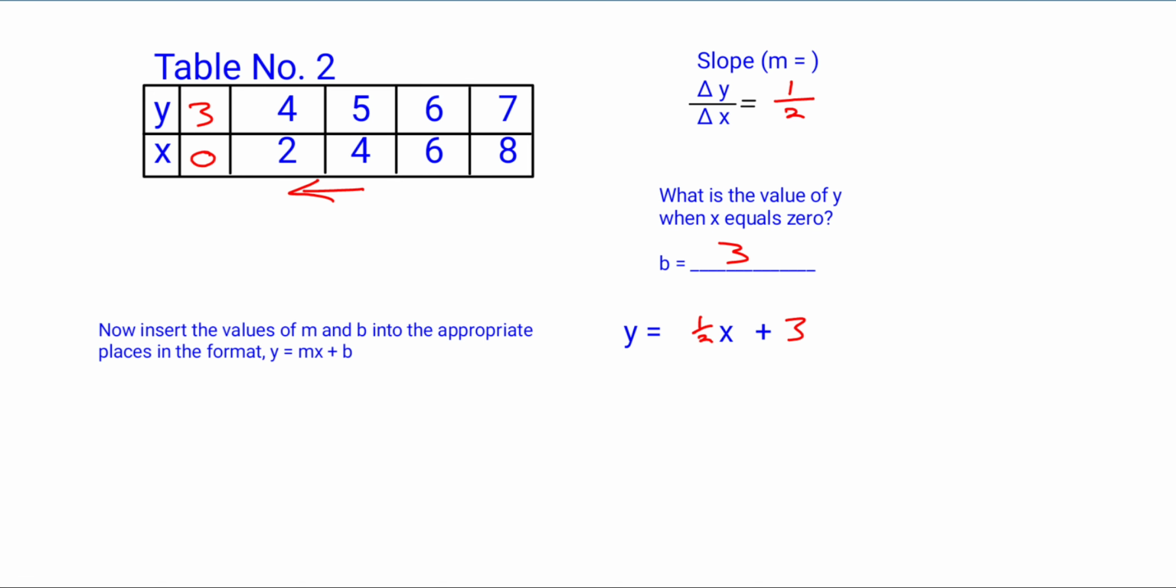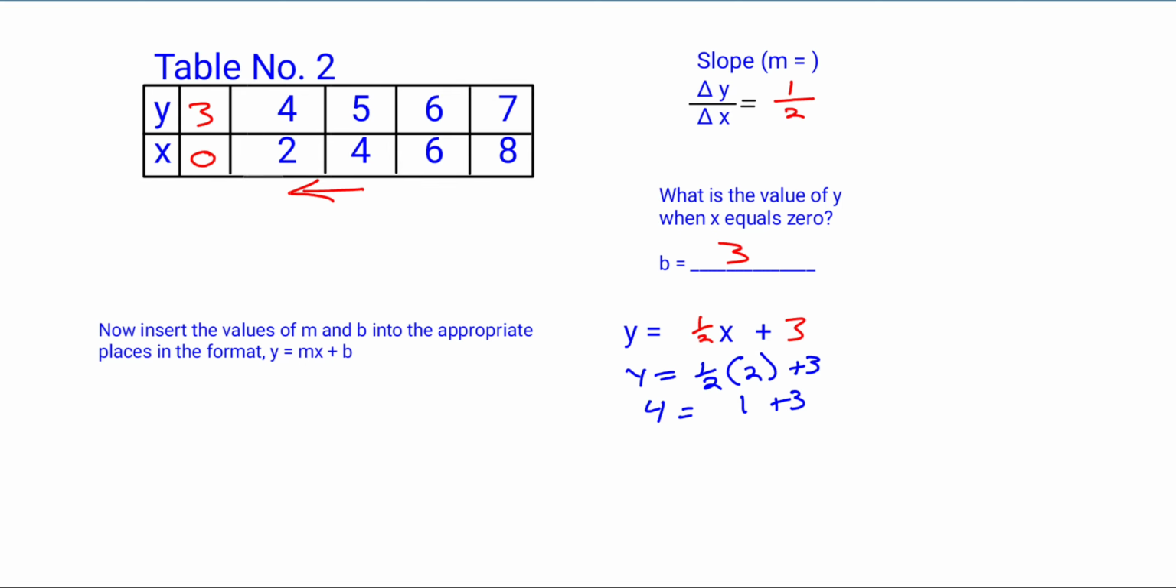So now let's go ahead and check it. We'll put in a couple sets of values. I'll put in x equals 2 and see if I get 4. So y equals 1/2, that's my slope, times 2. Add 3, that's my b value, or my y-intercept. Half of 2 is 1. I'm going to add 3. 1 plus 3 equals 4. So that is correct. So the numbers right over in here are correct.